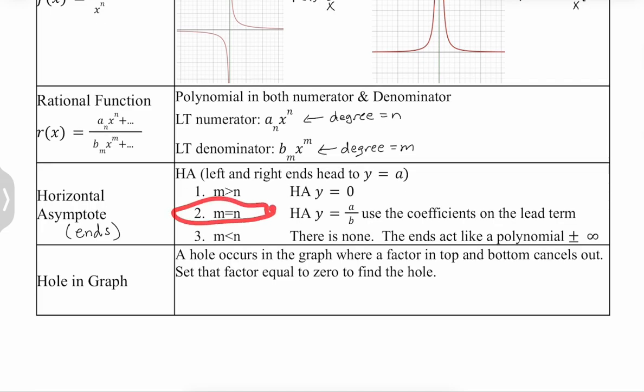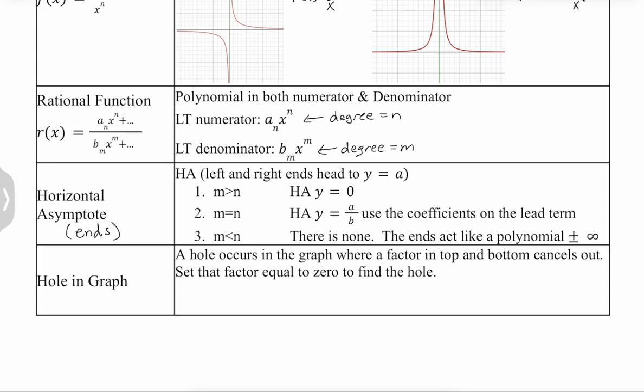If they match, this is kind of the weird one. Let's say we have a lead term of x to the 4th on the top and an x to the 4th on the bottom. What is happening as you plug in very, very big numbers, the x to the 4th start acting so similar that we just use our coefficients on those lead terms. See how there was an a on our lead term from the top and the b was our lead term on the bottom. Just use those coefficients. So the ends will always head to a over b. Again, just a rule you have to memorize.